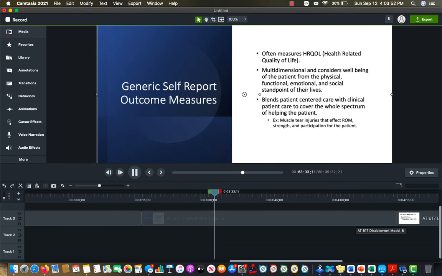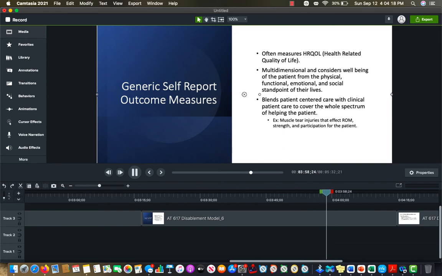So as clinicians, we are not only helping them treat the injury or illness from a physical standpoint, but it is also important to understand how this injury or illness is affecting their functionality, their emotional state, and their social standpoint of their lives. They are not just an athlete or a patient, but they are also a mother or father, a son or a daughter, and they have a life to live outside of the injury and stuff to do.